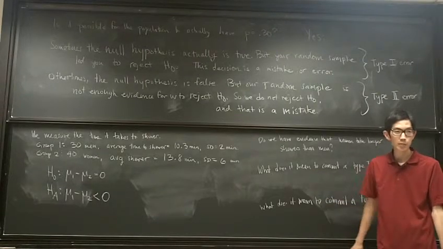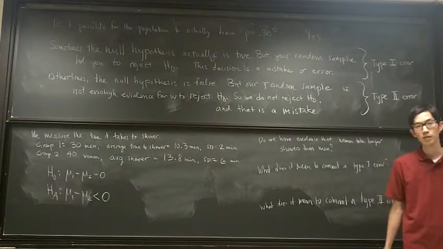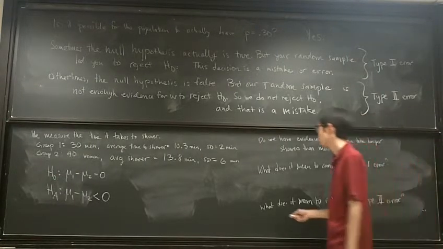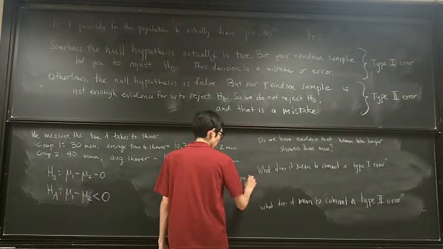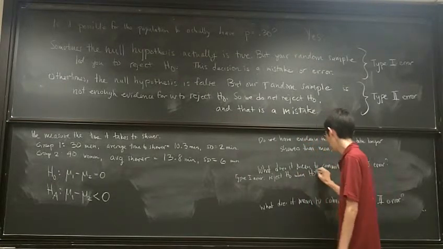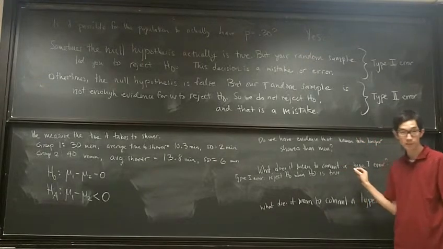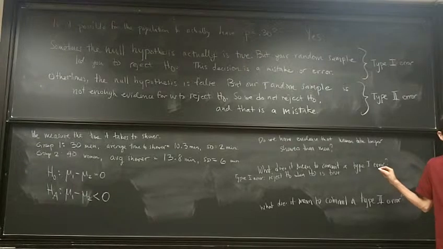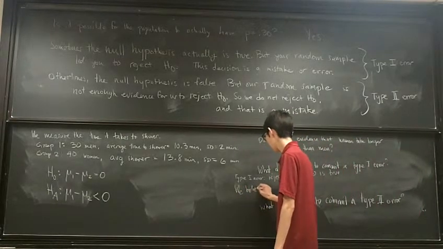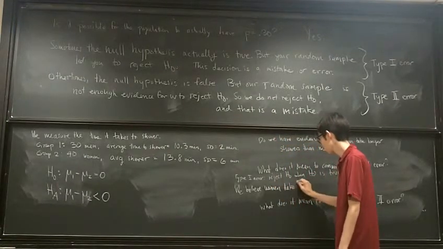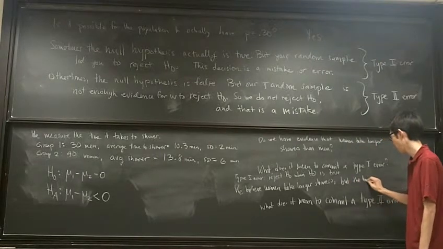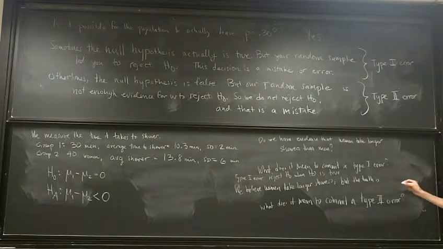But what does it mean to commit a type 1 error in this situation? If we rejected, then the times are equal. So this means we've rejected the null when the null is true. So type 1, reject the null. In this context, rejecting the null means what? We believe that women take longer showers than men. So our conclusion is we believe women take longer showers. But the truth is, they do not. The truth is, their shower length is the same.